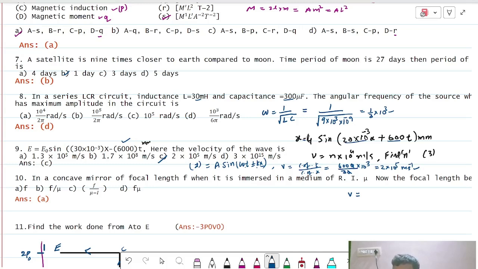Whether the particle velocity is positive or negative will come, right? So v is equal to omega by k. Remember this, omega by k. No need to remember the formula, it is the coefficient of t by the coefficient of x. v equal to omega by k.